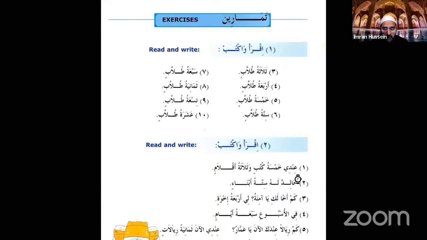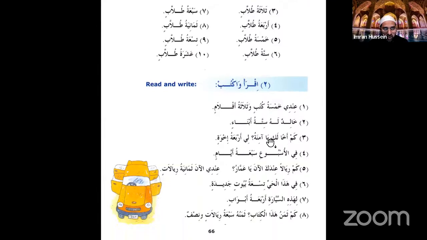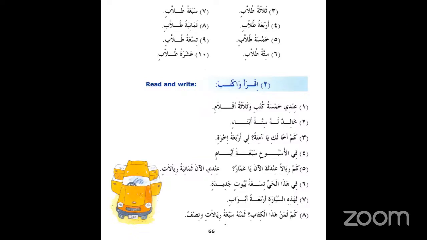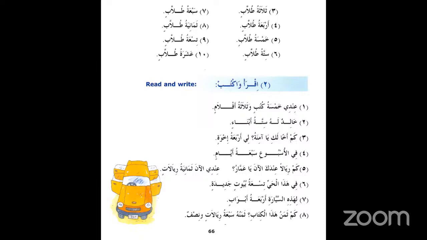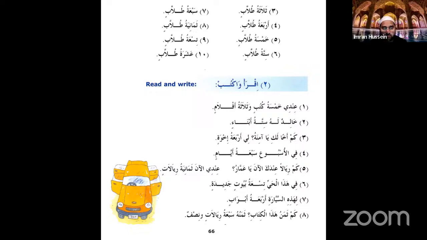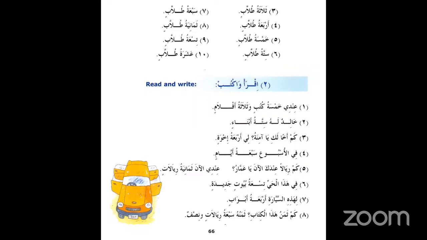Excellent. Now I'm going to ask Sister Butul Andani. I want you to read 4 sentences from here. Bismillahirrahmanirrahim. Indi khamsatu kutubin wa salasatu aklamin. I have 5 books and 3 pens. Correct. Khalidun lahu sittatu abna'in. Khalid has 6 sons.